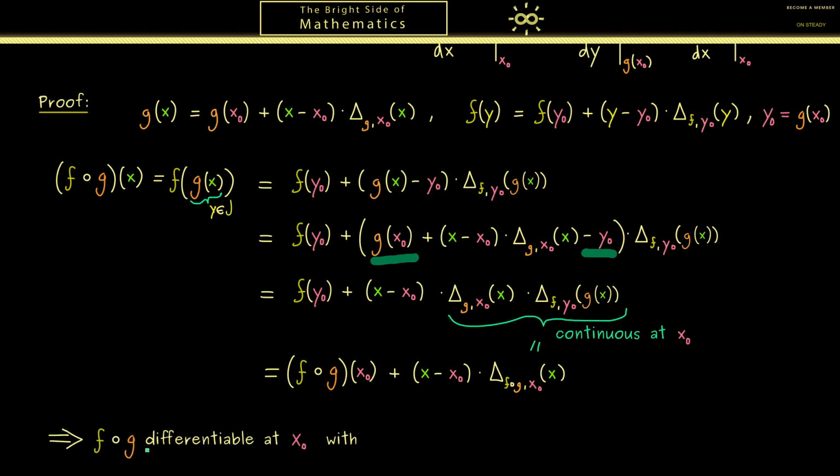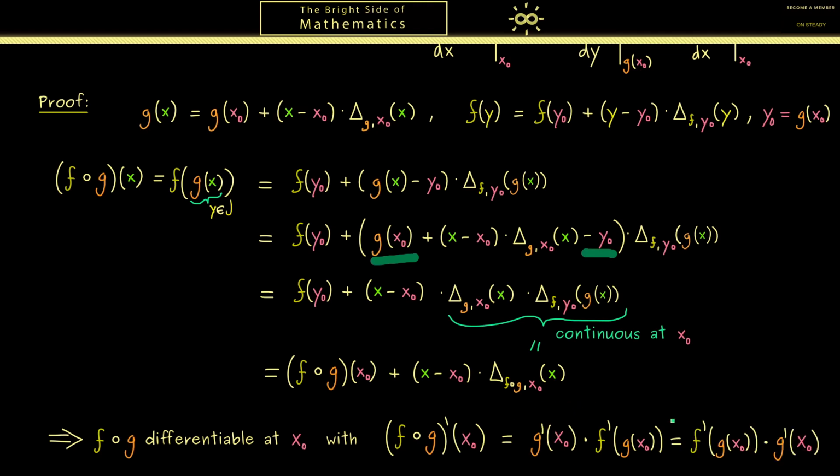And we know the derivative we get when we calculate the limit x to x0 of this function here. Hence, here we have the derivative of g at the point x0, and here the derivative of f at the point y0. Therefore, you see this is our chain rule formula, just with changed order. And with this, our proof is finished.